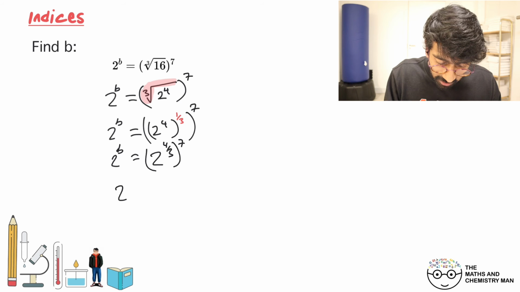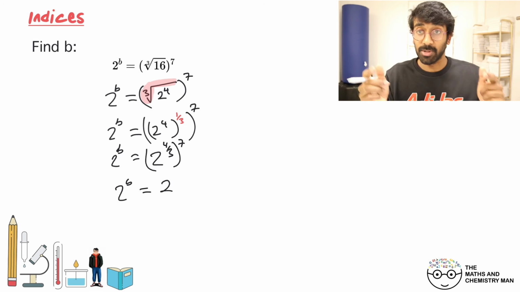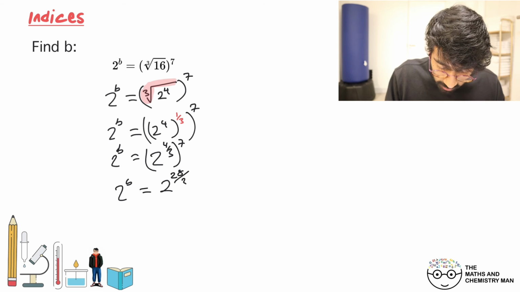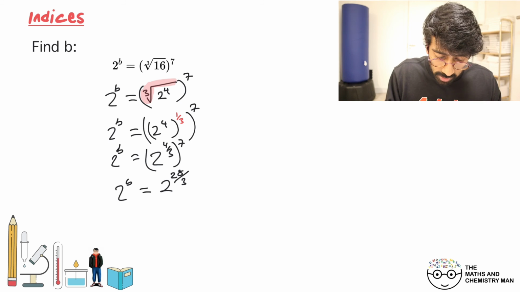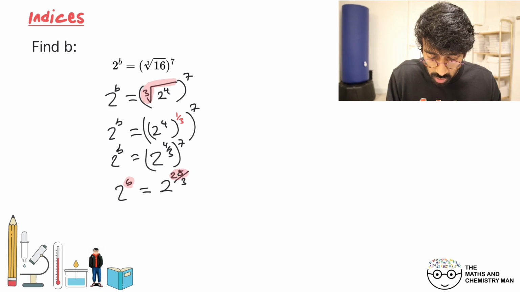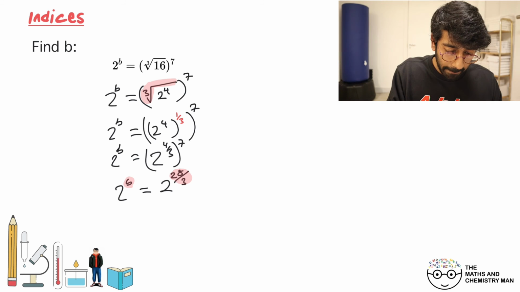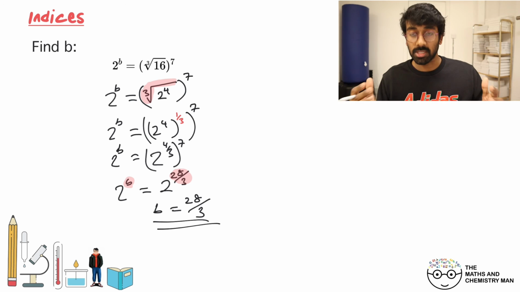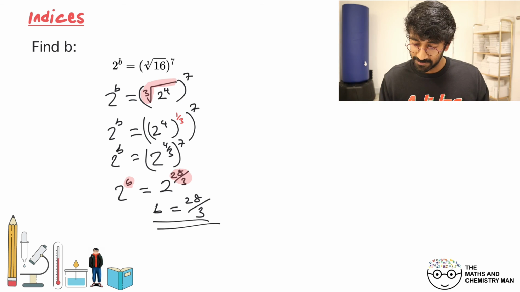So now 2 to the power of b is equal to 2, and now you multiply these powers too. So 7 4s, what's that? 28. So you've got 28/3. And now because we've got 2 to the power of b is 2 to the 28/3, we can just say that b is equal to 28/3, or again, anything which is equivalent to that.